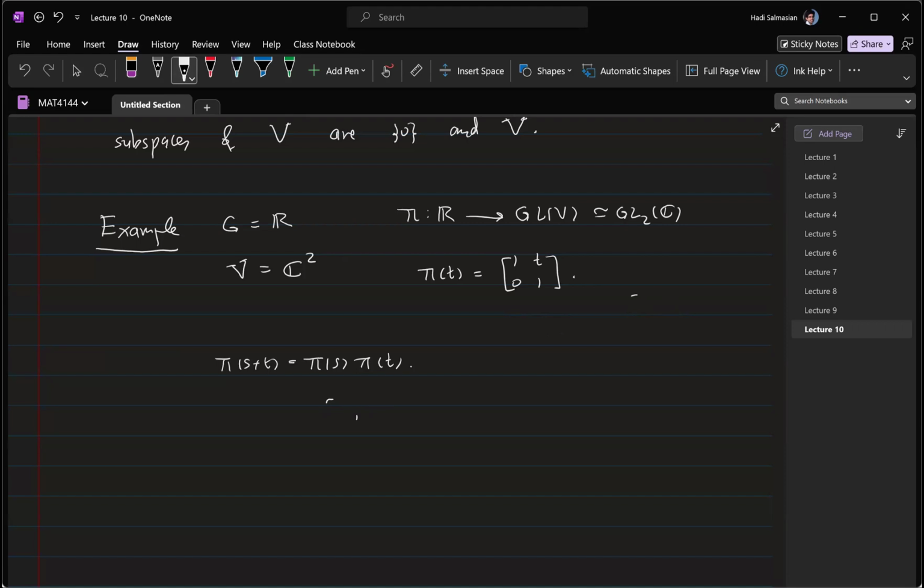Once you know this example, maybe it's trivial, but if you're just asked how do you realize R as a matrix Lie group, you really have to think about it. You can't realize it as 1 by 1 matrices. You really have to go to 2 by 2 matrices. All right, and continuity is clear.